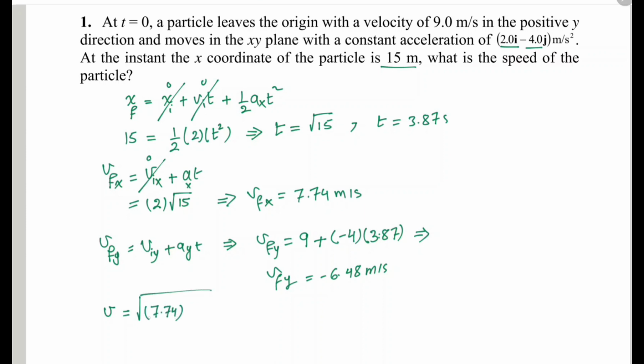Now v, the magnitude or the speed, equals the square root of 7.74 squared plus 6.48 squared, or 59.9 plus 41.99, or v in this case equals 10.1 meters per second.